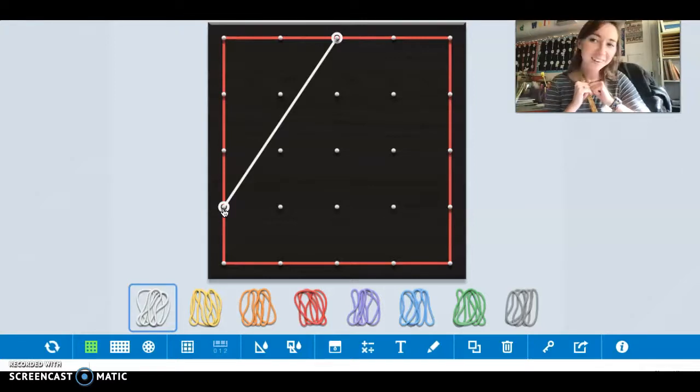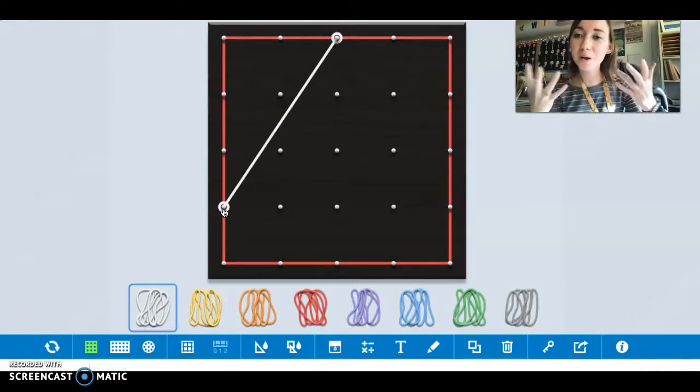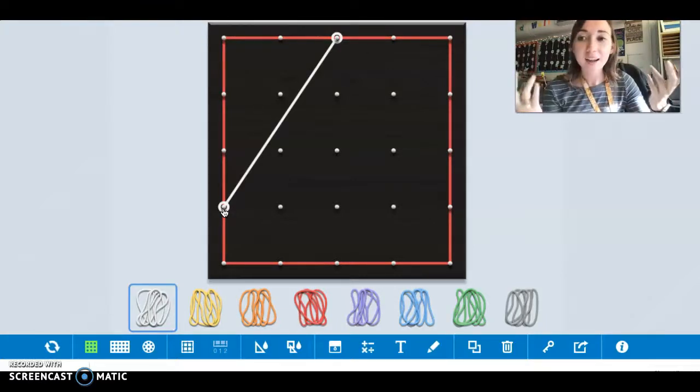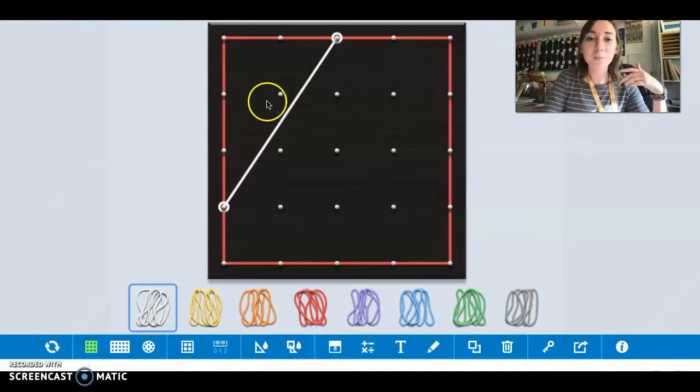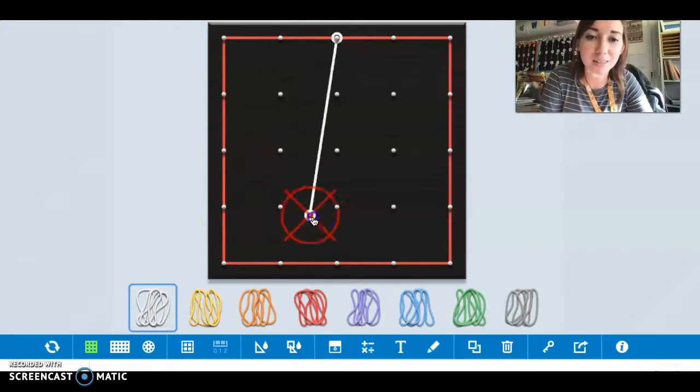Say, no, Miss Sigler. No, that is not two equal parts. I do have two parts, but what's wrong with it, everyone? It's not equal. This part is not equal to this part. So that would be such a silly thing to do if I wanted to break this into two equal parts.